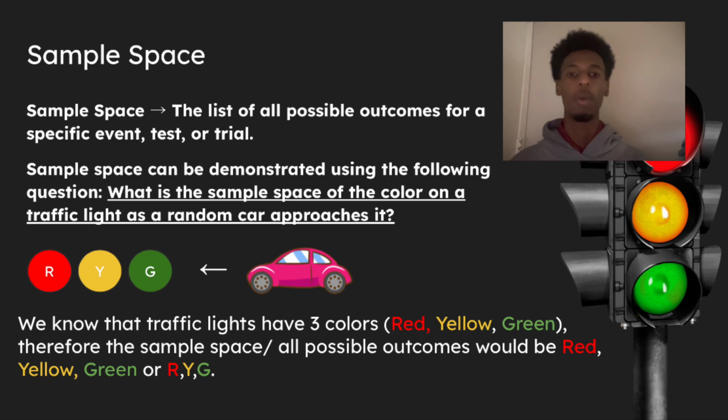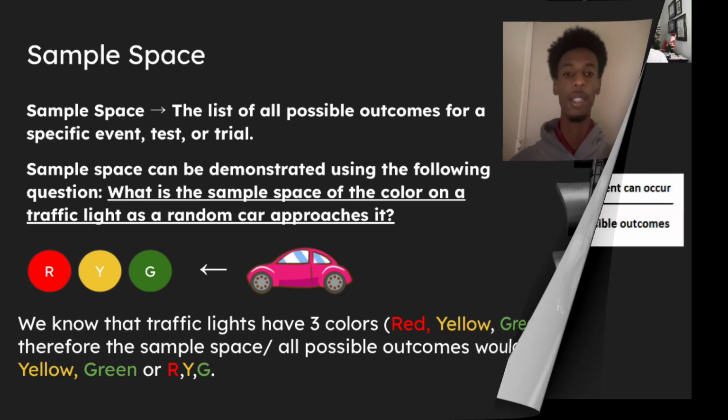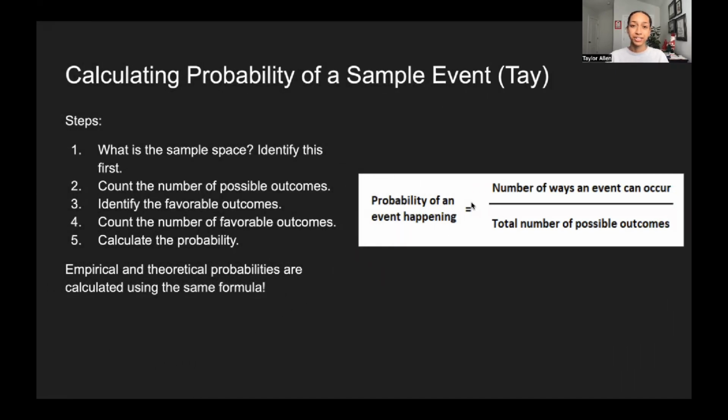Translating this to probability, if the question on a test were to ask you, what is the probability of it landing on red, yellow, or green? Since there's three possible outcomes, this would be a 1 out of 3 chance of them landing on a specific color. Converting this to a percentage, it would be 33%. Now passing it off to Tay. Thank you so much, T.